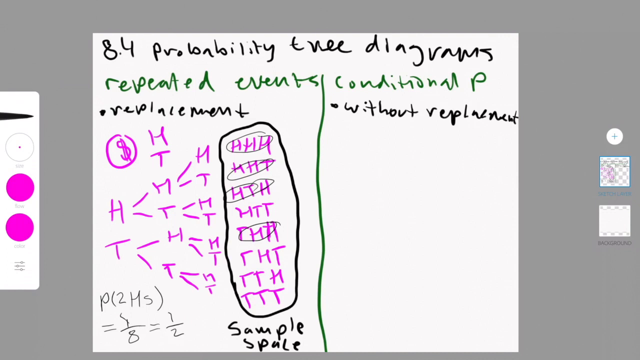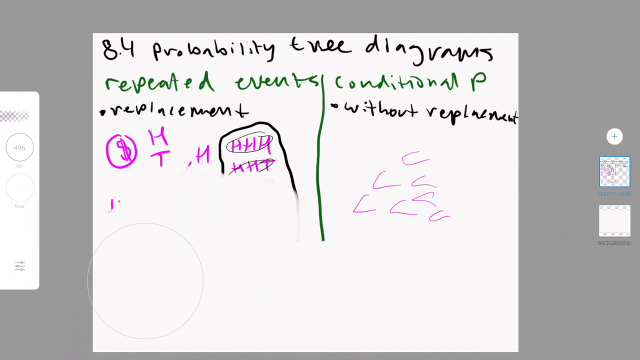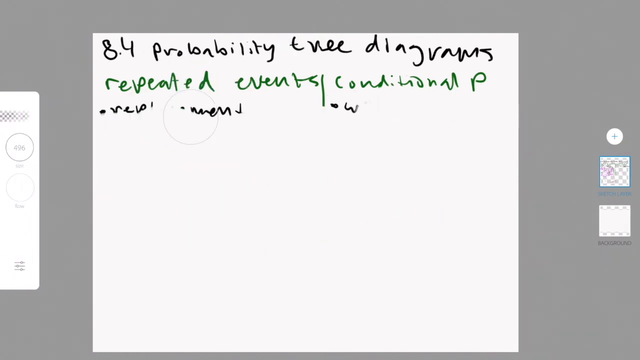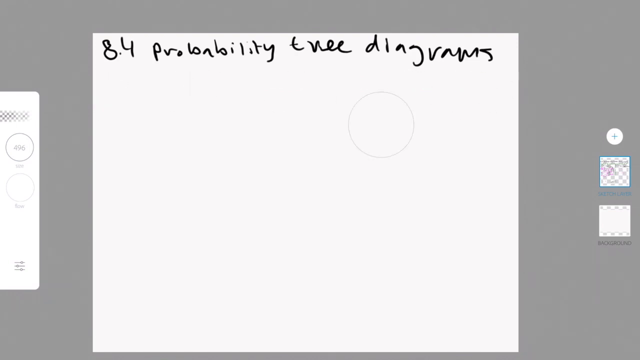And then suddenly, while I was making this, I changed my mind with how I was setting this up and decided to erase everything. But don't worry, there will be an example of conditional probability as well. And I will make it even more clear what the difference is.